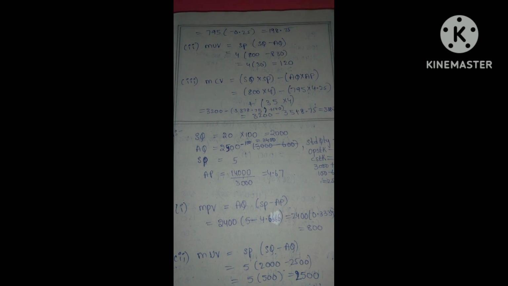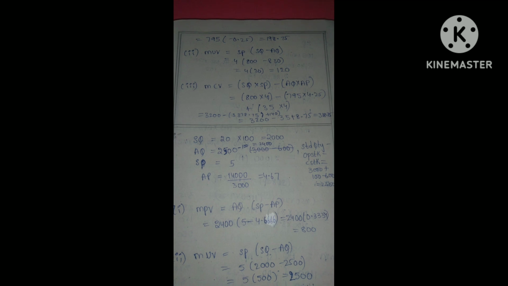Now we have to calculate material usage variance. The formula for material usage variance is standard price into standard quantity minus actual quantity. Standard price is 4, standard quantity is 800 and actual quantity is 830. So 4 into 800 minus 830. First 800 minus 830, we will get 30. Multiply it with 4, so we will get 120.